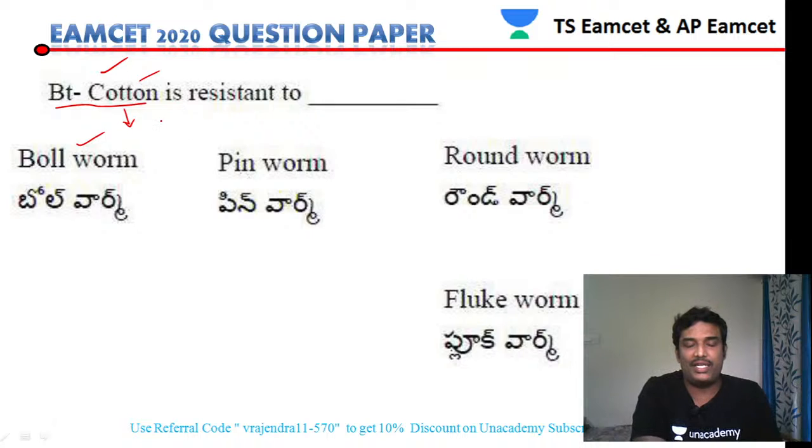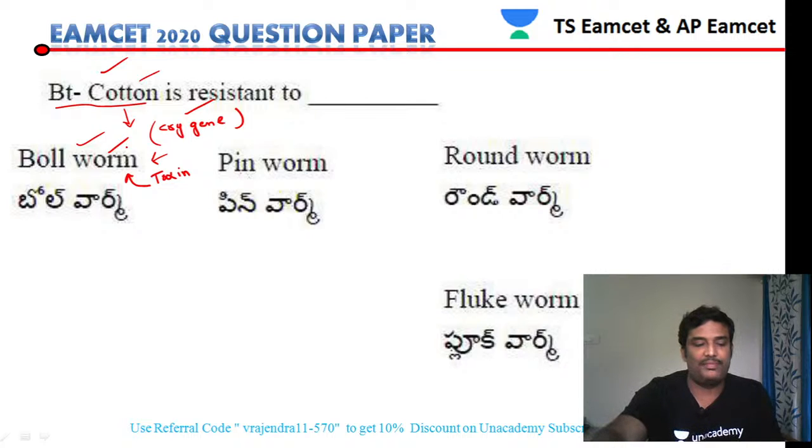So BT cotton contains a toxin. The toxin is present in the form of a cry gene. There is one specific gene present inside this cotton plant, and the name of the gene is the cry gene. That cry gene gets activated in the gut of the bollworm insects and releases the toxin, and it will kill the bollworm. So BT cotton is resistant to bollworms. That is the answer.